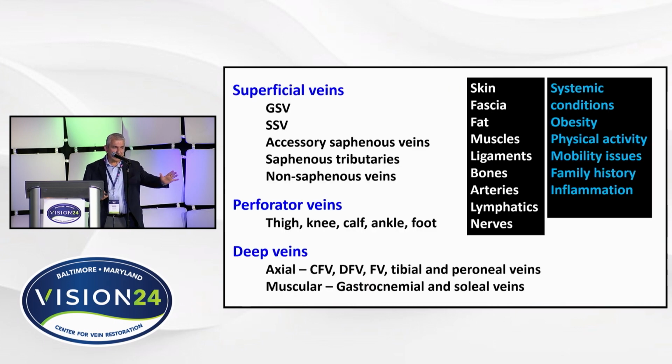Now, these are the things we examine. We discussed them earlier for the veins, but we also look at the surrounding tissues because some other problems may be in the surrounding tissues. And then we look at systemic conditions: obesity, physical activity, mobility issues, family history, because clearly you cannot choose your parents. Okay, and Peter showed some excellent epidemiologic data earlier about it.